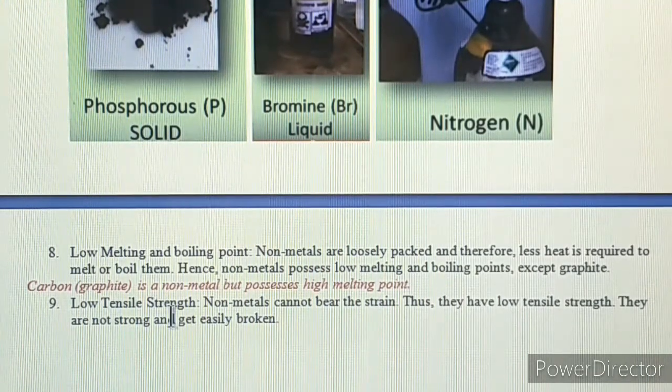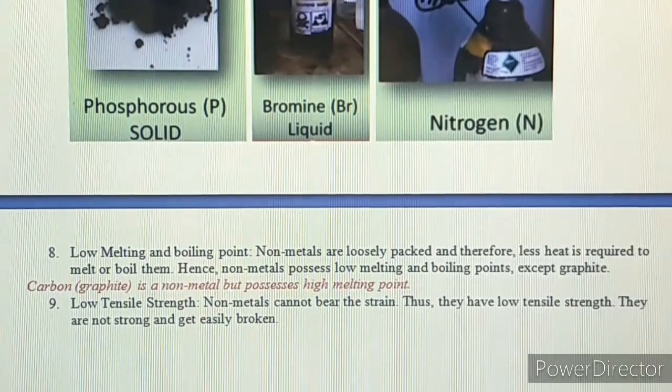Now they have low tensile strength. Non-metals cannot bear the strain. They are not strong and get easily broken. We can add one more, that they have low density also, because they are not in the solid form. So they possess less weight, less mass. So you can say that they have less density also.